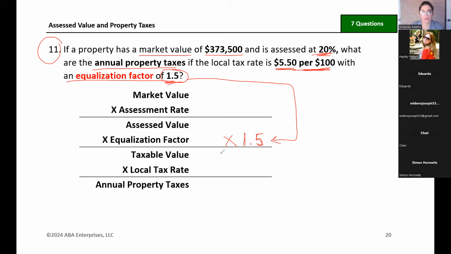Now you can either do the equalization factor down here or up here, it doesn't matter, but make sure you do the assessment rate first. This has to be done first.